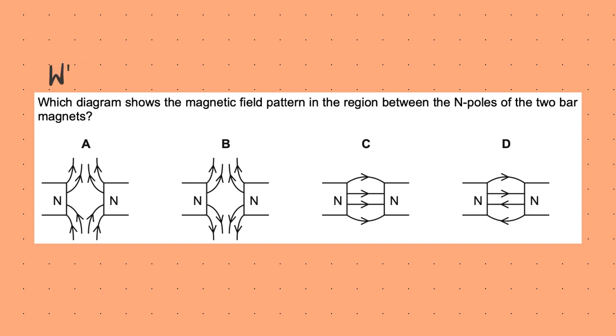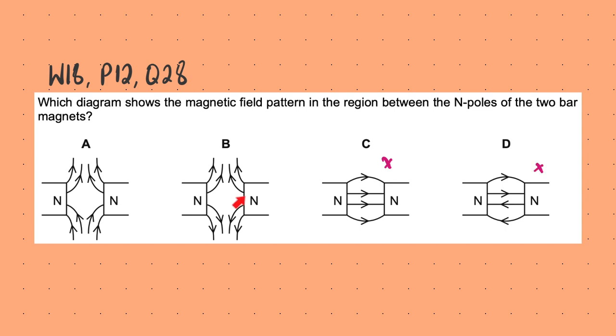This one is Winter 18, paper 1-2, question number 28. Which diagram shows the magnetic field in the region between the N poles of two magnets? So between N poles, I know that, for example, the north pole is going to be somewhere here. It's going to be equally pulled. It's equally going to be repelled by both of these. So in the middle, I should have a null point. So no field lines there. So it cannot be C or D.